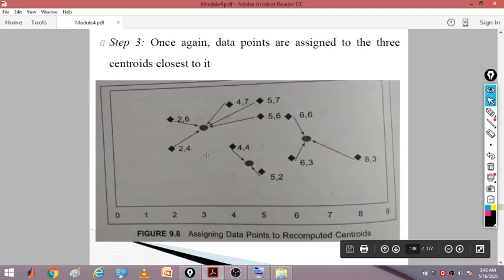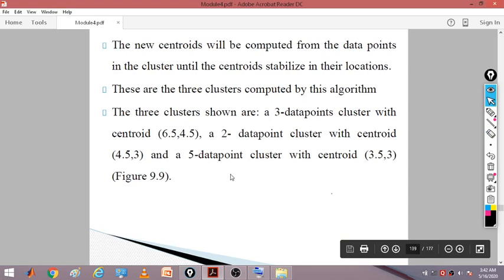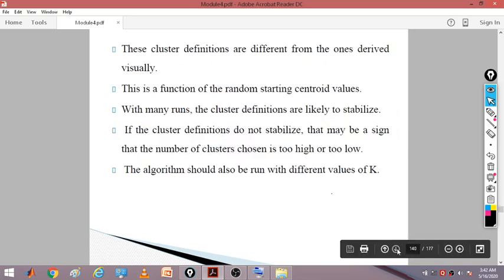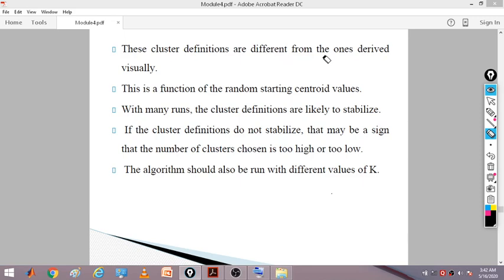So a 3 data point cluster, a 5 data point cluster and a 2 data point cluster, with the respective centroid values we have obtained. So 3 data point is the centroid value, 2 data point this one, 5 data point the centroid value we have got. These cluster definitions are different from the ones derived visually. Visually what we just put is really different from that.